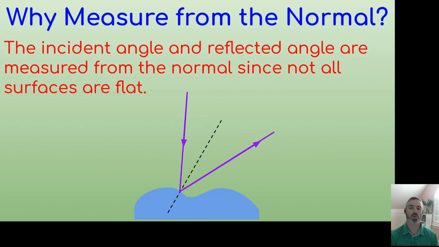So the reason that we measure our angles from the normal is we can draw that normal line, and those angles, theta 1 and theta 2, the incident angle and reflected angle, will always be equal in relationship to the normal line. So that's why we use the normal line in order to measure our angles of incidence and our angles of reflection. We have several different reflection types.